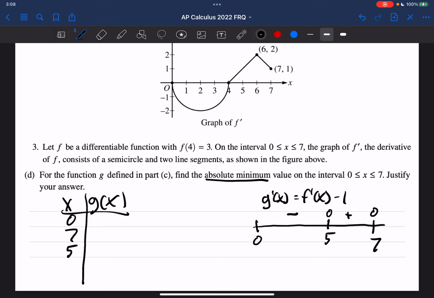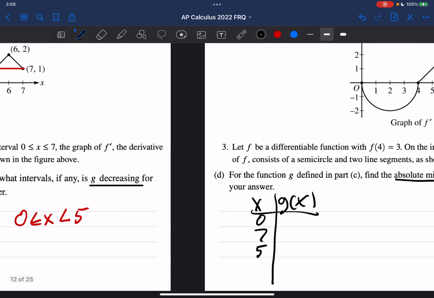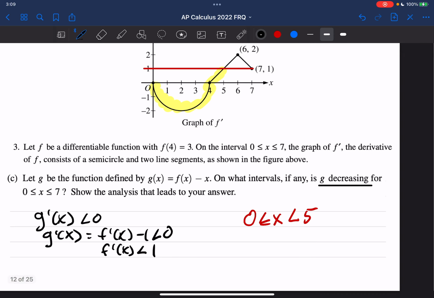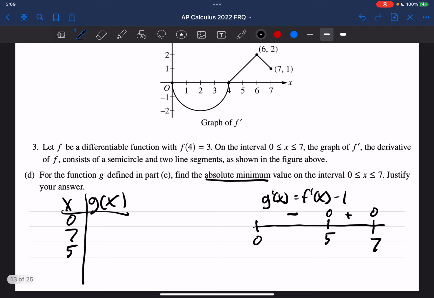So now, in order to find this interval, we have to figure out how we find these values for g of x. Do they give us any other information other than that? Well, they don't give us a point like they give us for f. So how are we supposed to figure it out if we don't have any of those numbers?